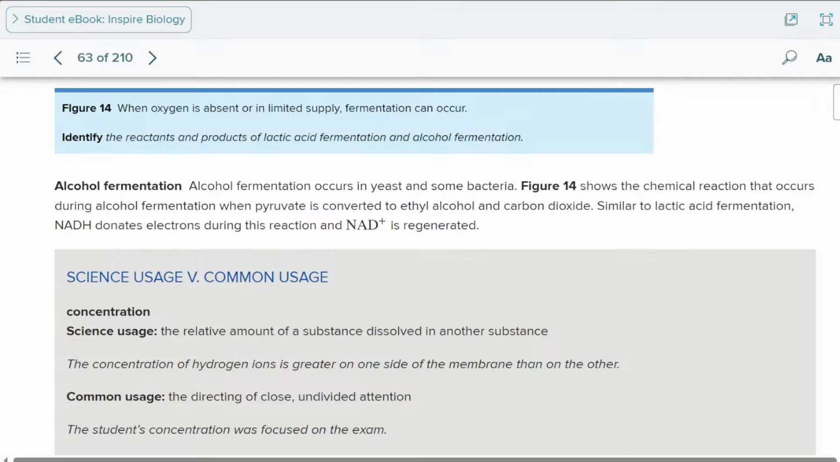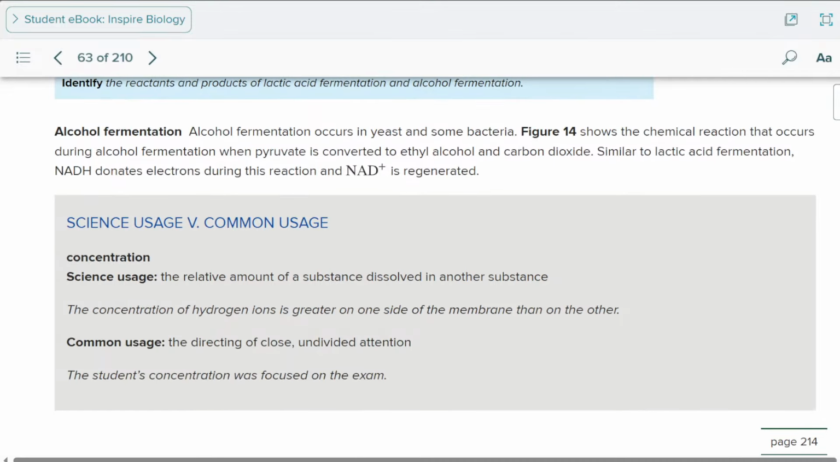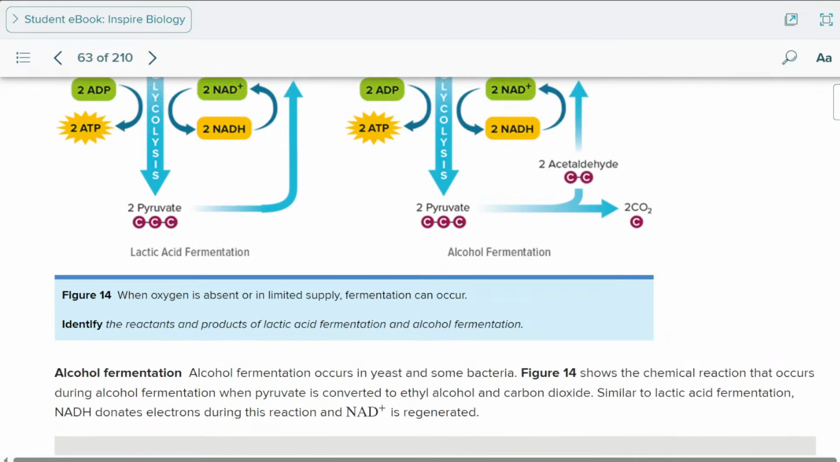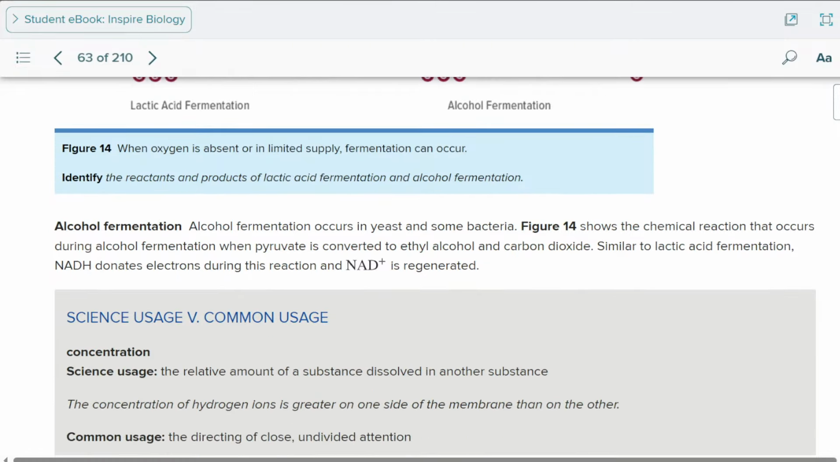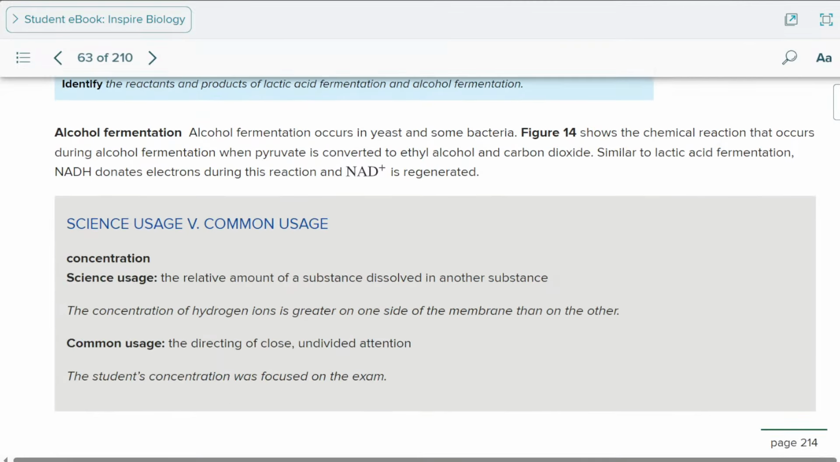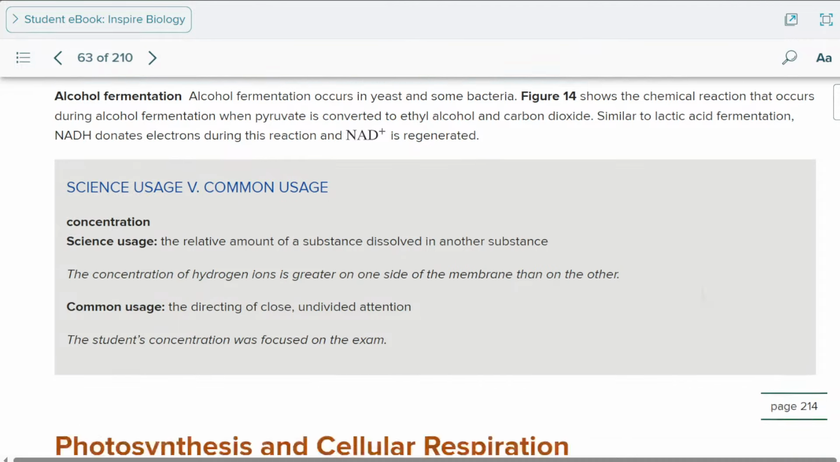So now the alcohol fermentation, we're gonna read this out loud. It occurs in yeast and some bacteria. In figure 14, it shows the chemical reaction that occurs during alcohol fermentation when pyruvate is converted to ethyl alcohol and carbon dioxide. Similar to lactic acid fermentation, NADH donates electrons during this reaction and NAD plus is regenerated.